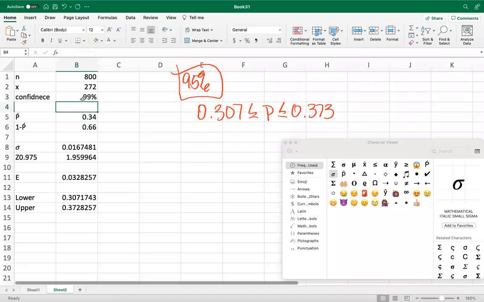So 95 to 99. So p hat doesn't change. 1 minus p hat doesn't change. Our standard deviation doesn't change, but this here is what changes. So here we have the area of 0.975. Let's find out the new area.